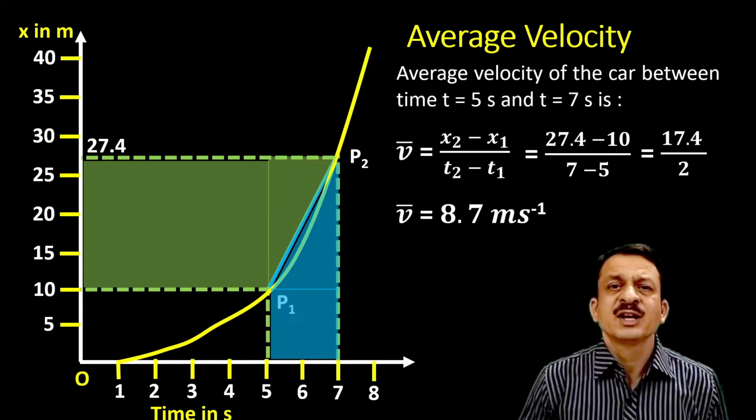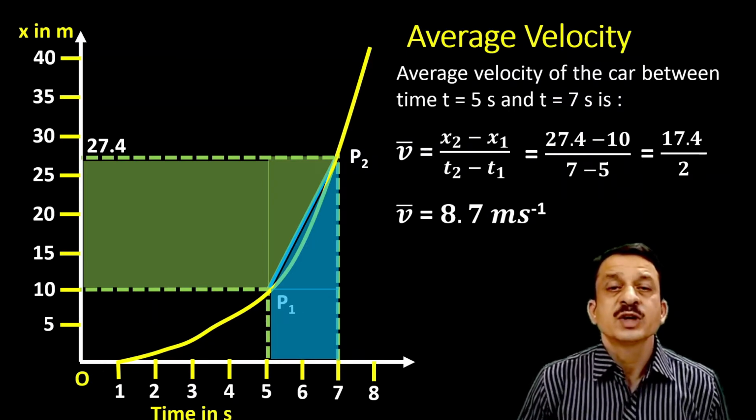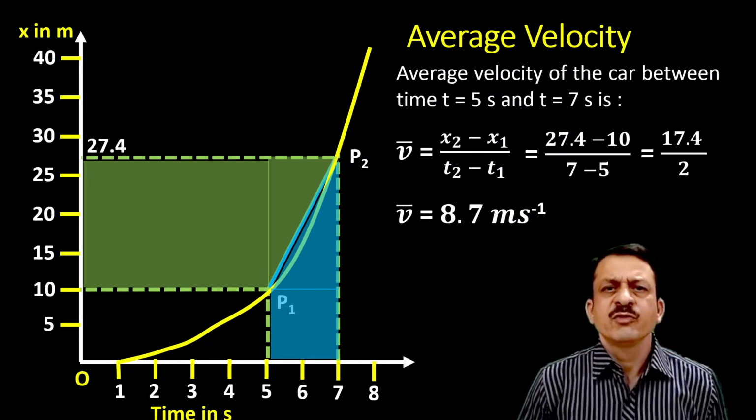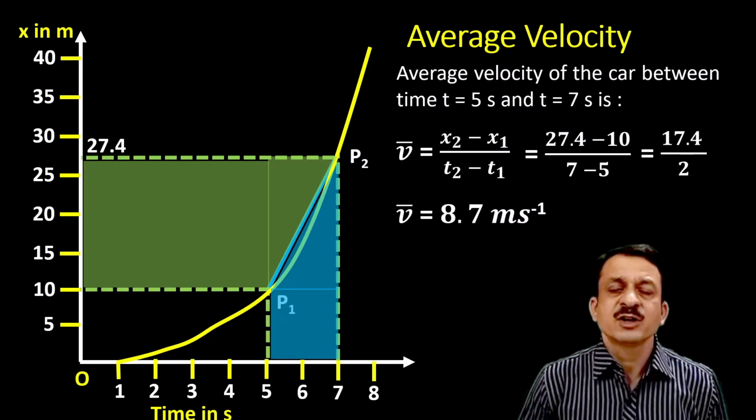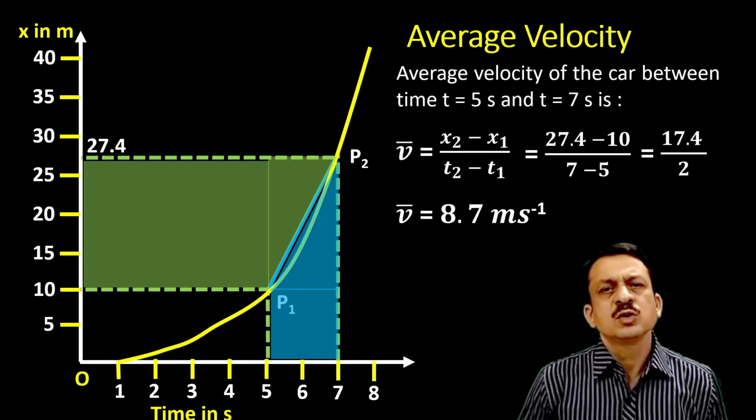What is the time interval here? Delta t is 2 seconds. With the same graph, we can also work out what is the average velocity between 0 to 5.